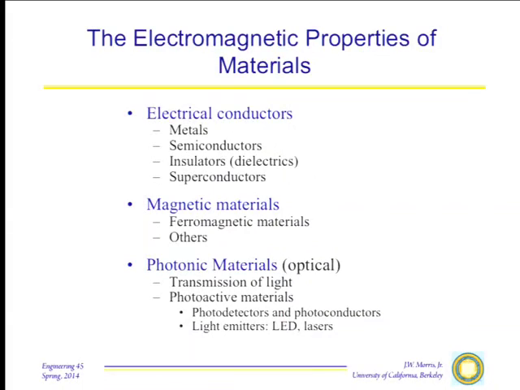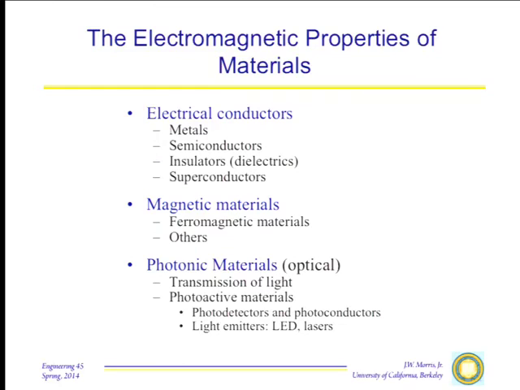So, anyway, we're now going to move through the electromagnetic properties of materials. There we'll talk about electrical conductors, then magnetic materials, then photonic materials, or materials that are used for their optical properties. All three of these classes of properties have to do with the response of materials to electromagnetic fields or electromagnetic waves. So they all kind of fit together, as you'll see. We begin with electrical conductors.